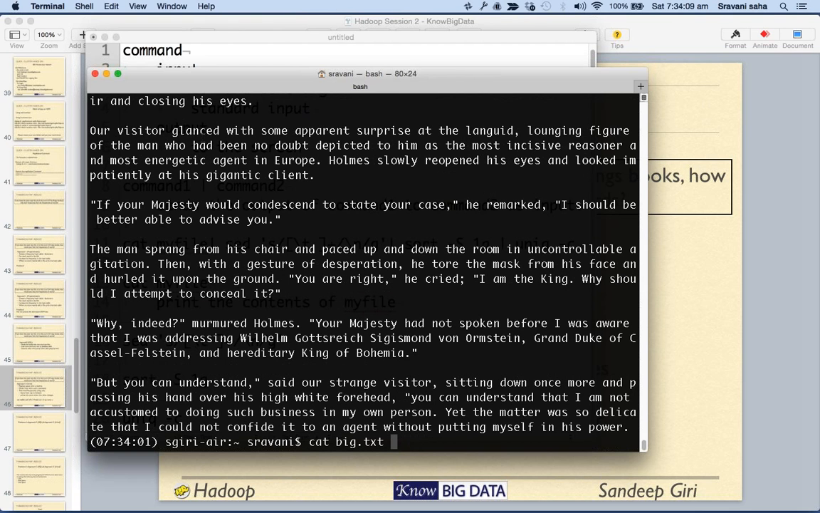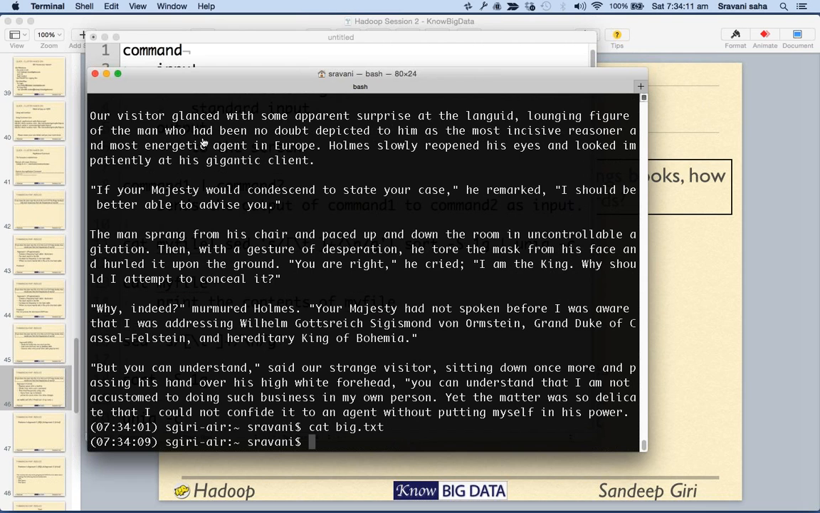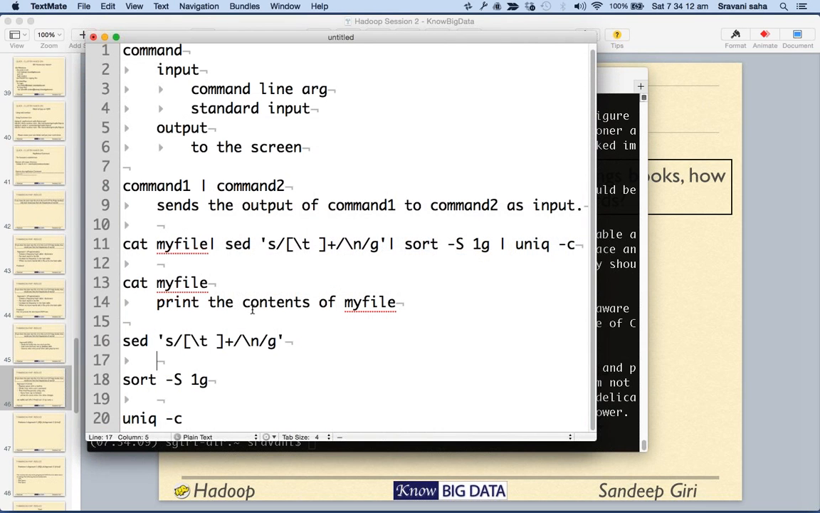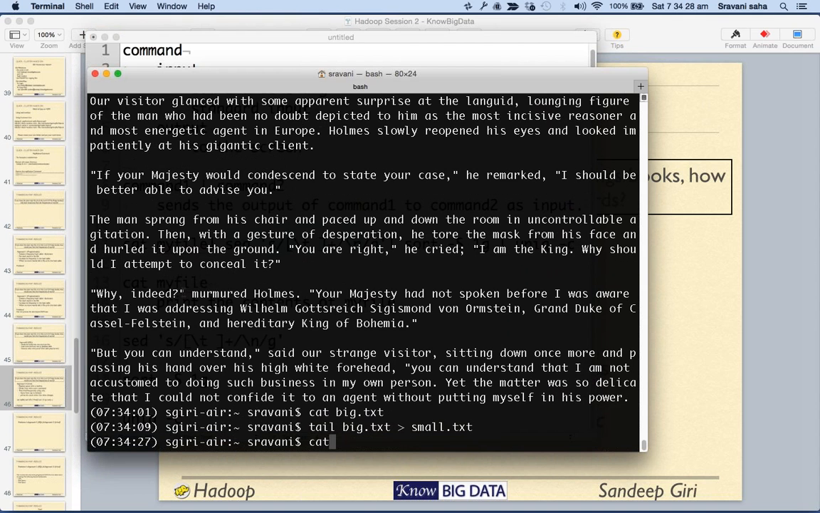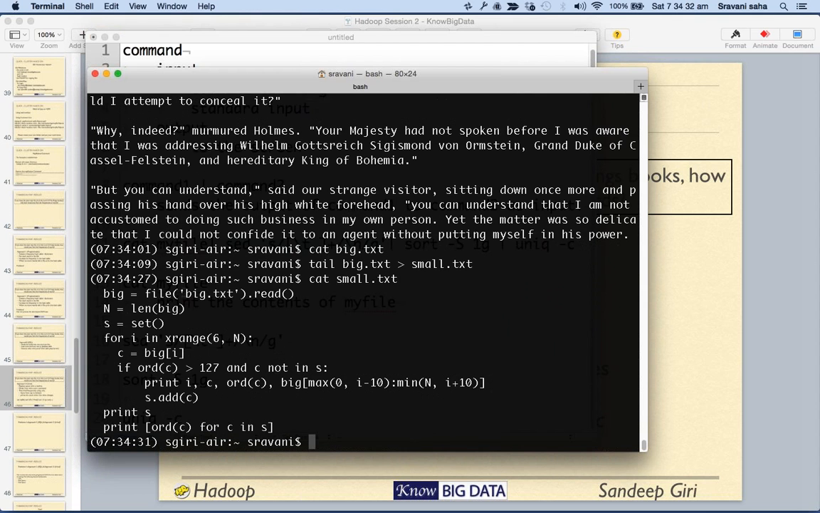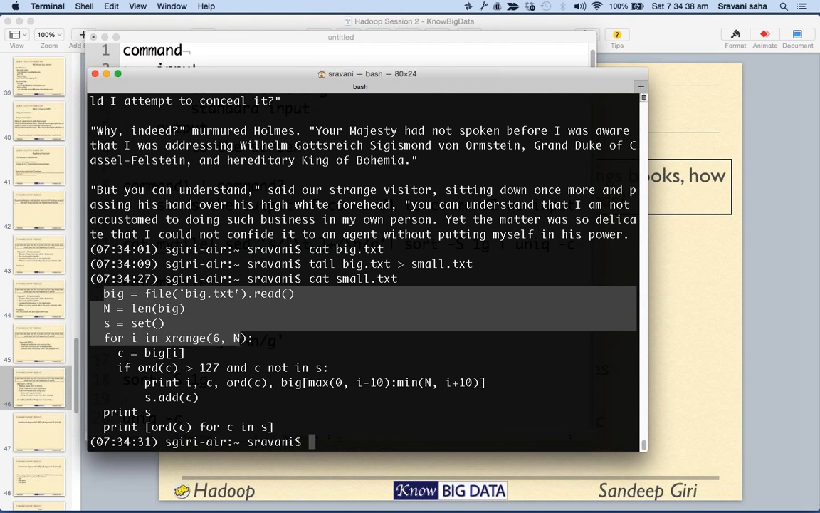All right. Now this is my file. I think I'll just take a small chunk from this file. So cat small.txt contains these few lines. Okay, these are the few lines contained in this view here.